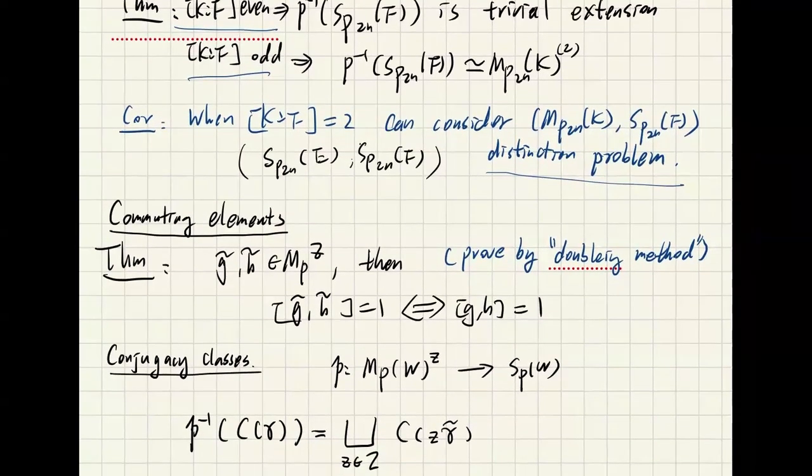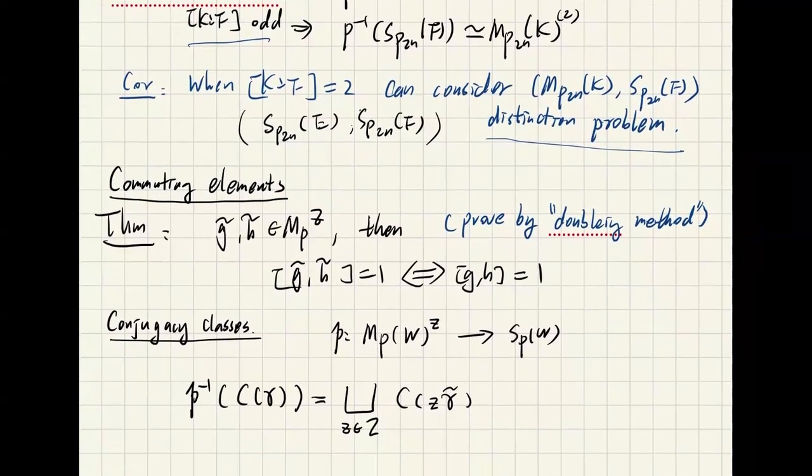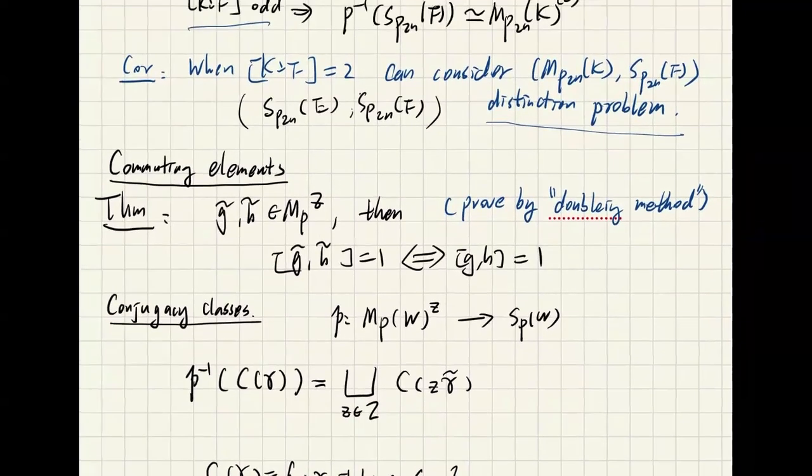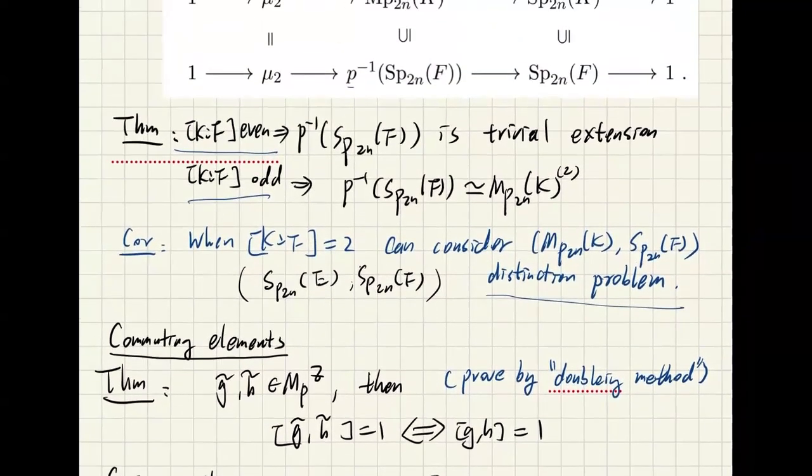Right, let's continue. A very interesting fact about the metaplectic group is that two elements g tilde and h tilde commute with each other. This is probably the proper setting for the Prasad conjecture, the metaplectic case of the Prasad conjecture, but his original conjecture is only for the vector group G.